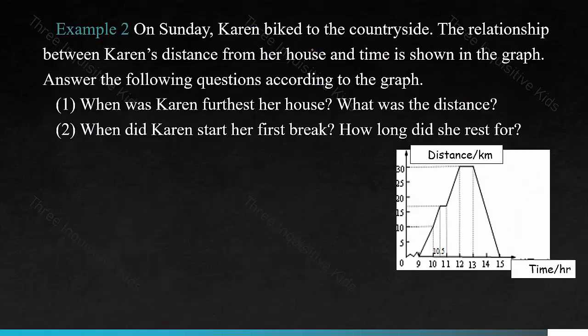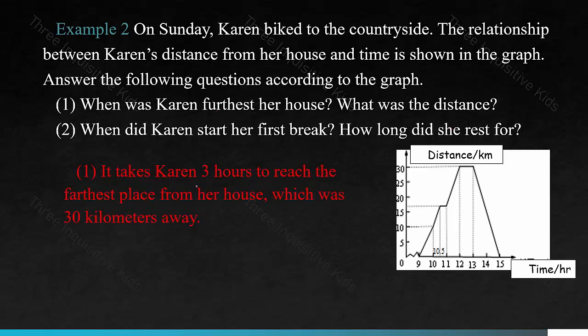On Sunday, Karen biked to the countryside. The relationship between Karen's distance from her house and time is shown in the graph. Answer the following questions according to the graph. Number 1. When was Karen furthest from her house? What was the distance? Number 2. When did Karen start her first break? For how long did she rest for?